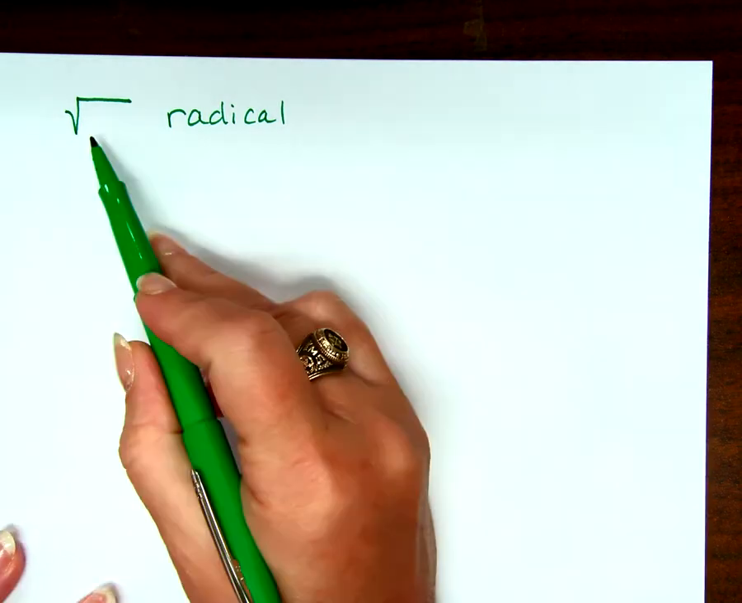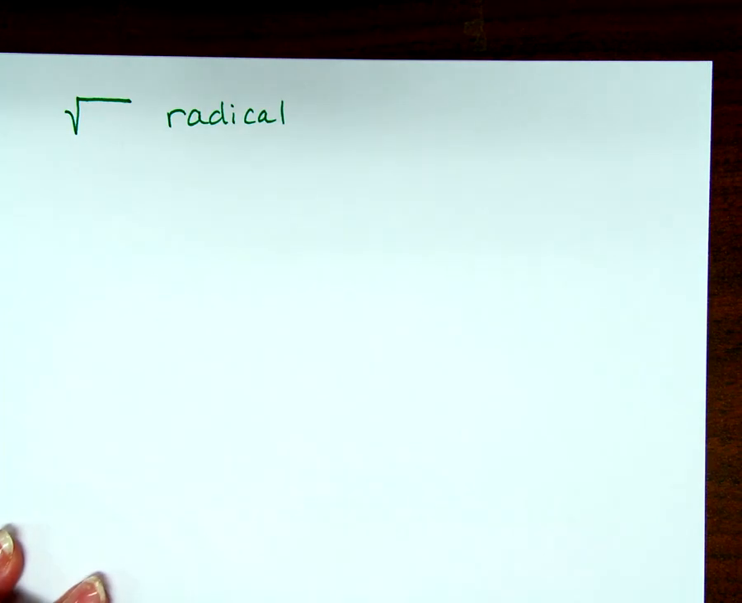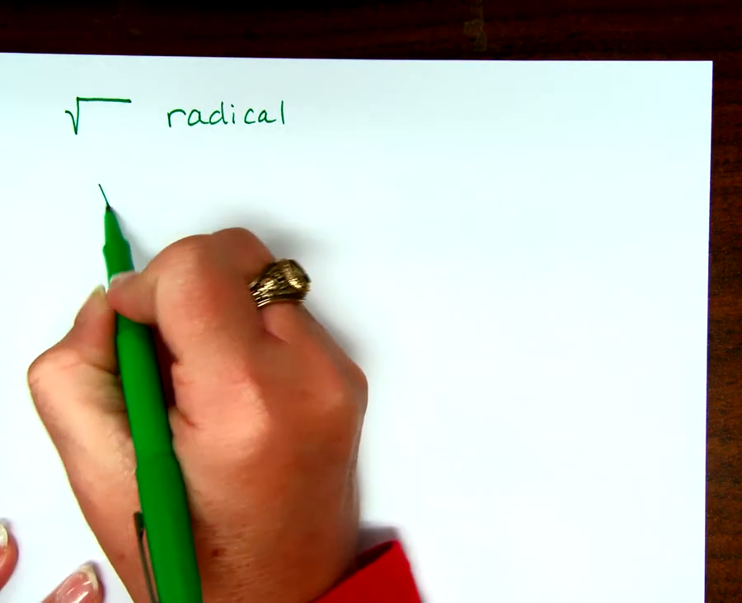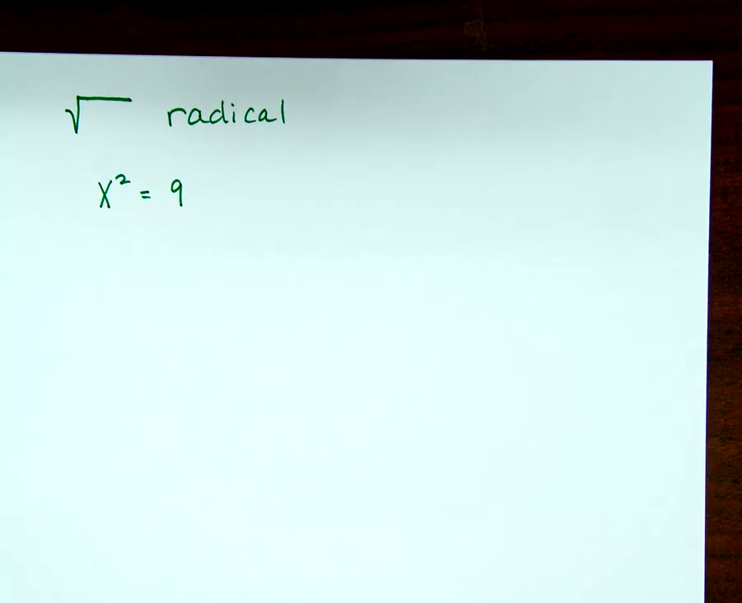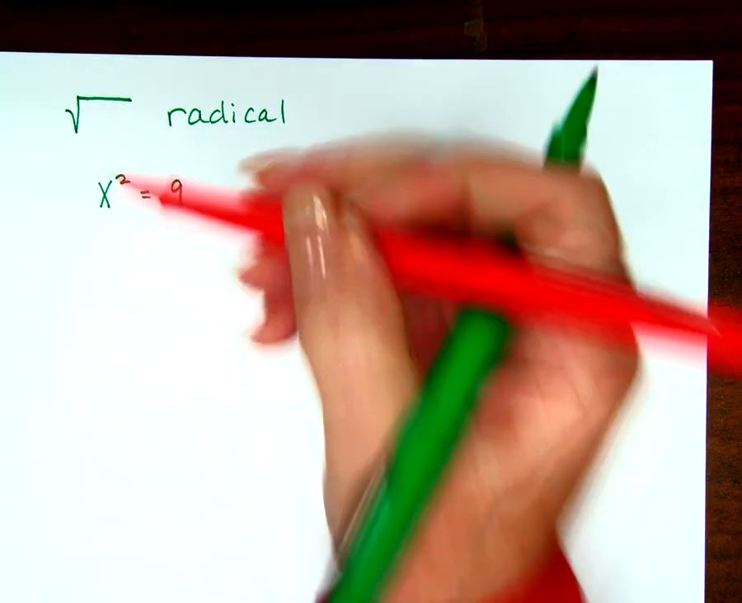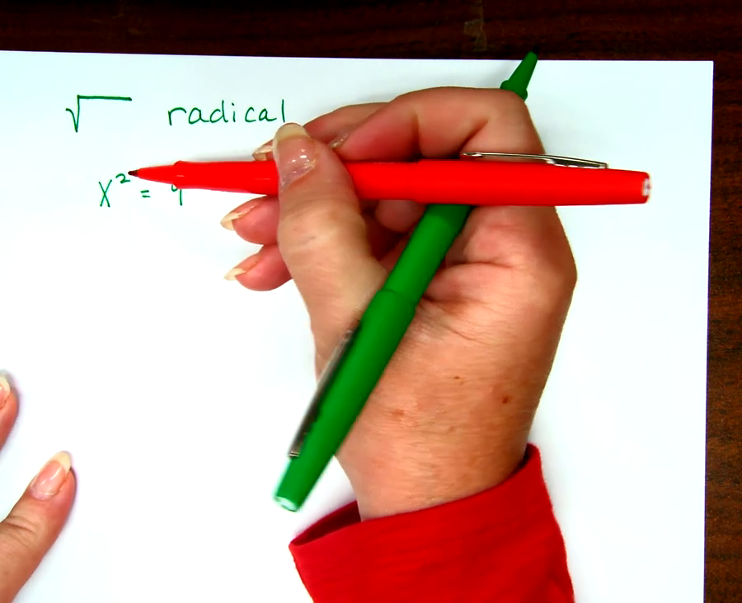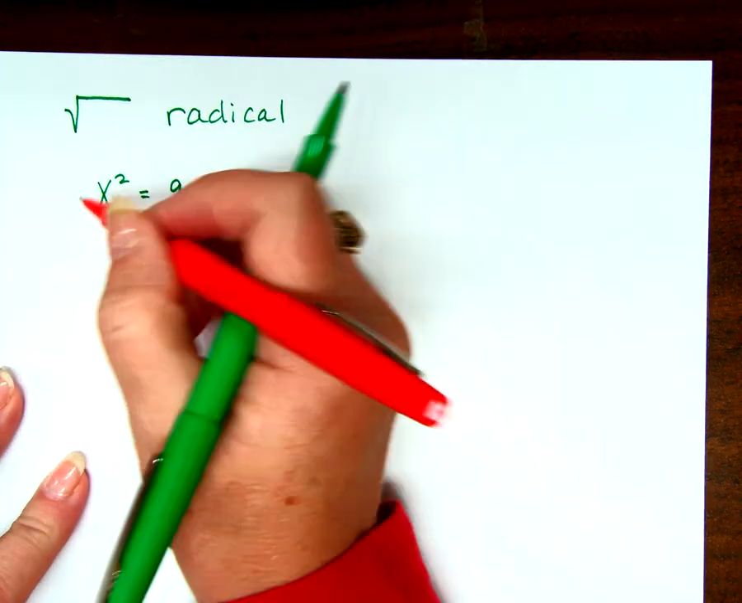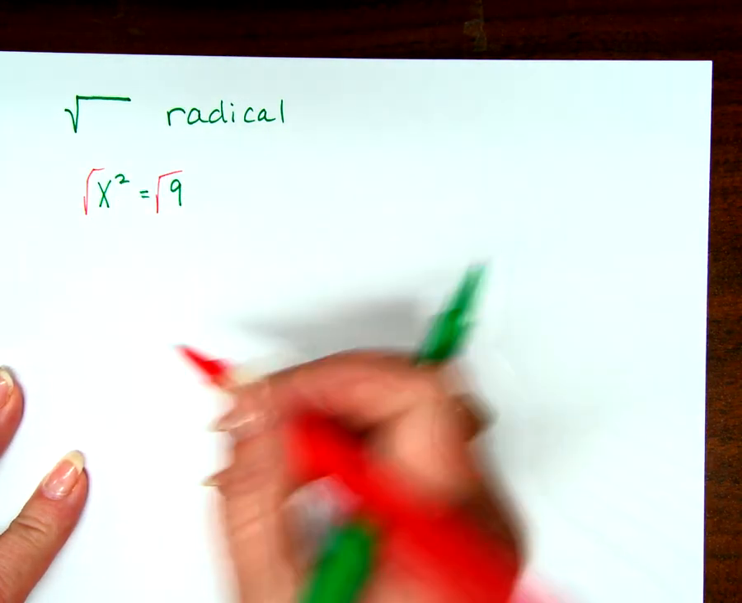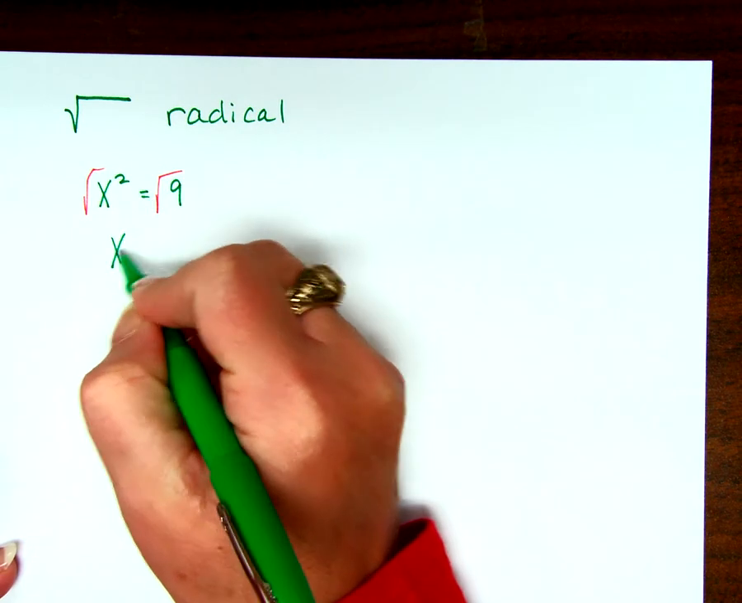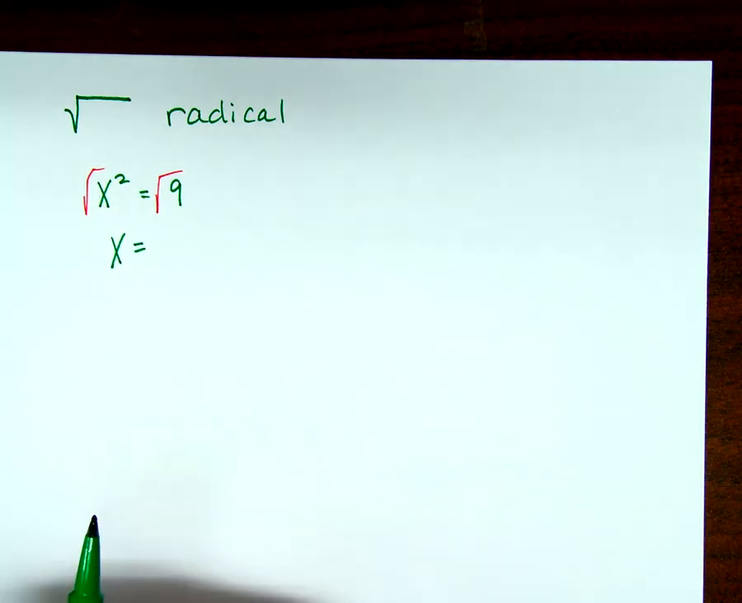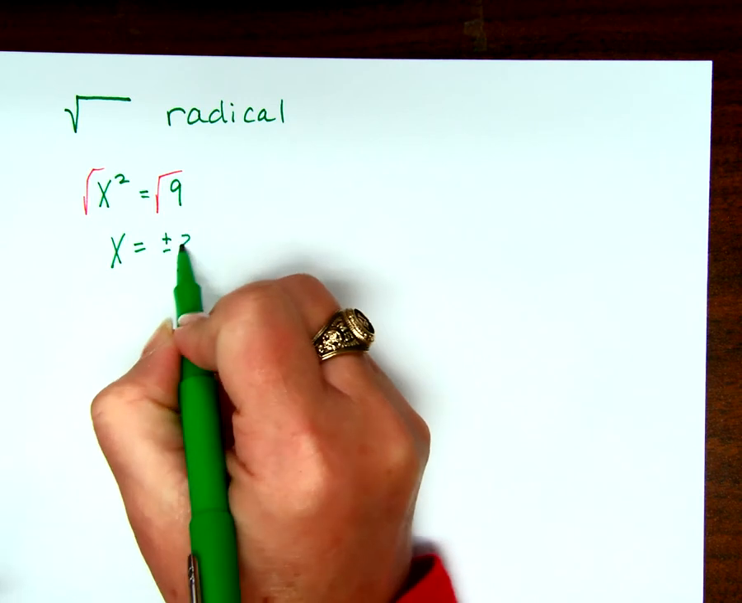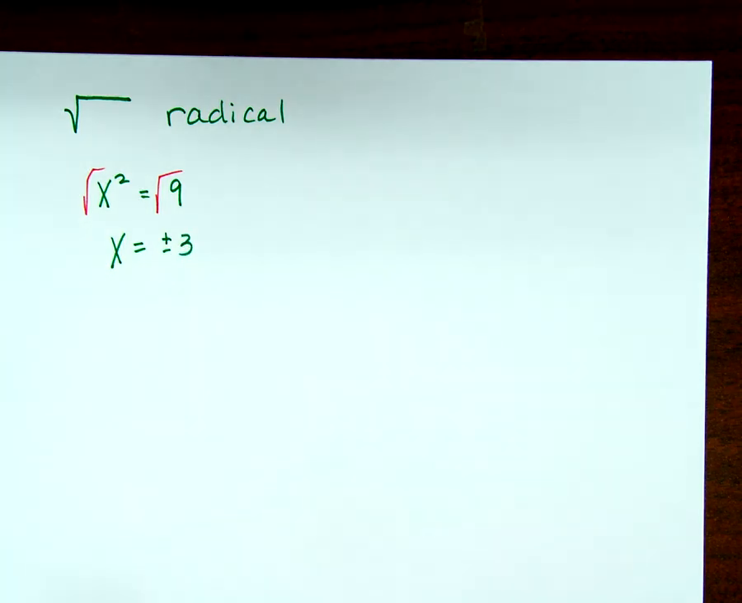Okay? So, here's what I want you to think about. We just finished a chapter where we talked about how to solve this, right? And how did we decide how to solve that? We said, how do we undo a squared? And we decided we square root it, right? And we said the answer was what? Plus or minus 3, right? Why did we have to add the plus or minus?